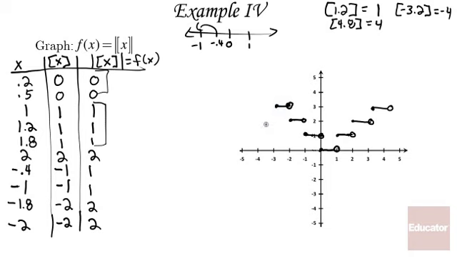So you can see how this is V-shaped, and it's a step function. The step function comes from it being a greatest integer function. The V-shape comes from that absolute value. And you also just have to be careful how you're doing the open and the closed circles. Okay.